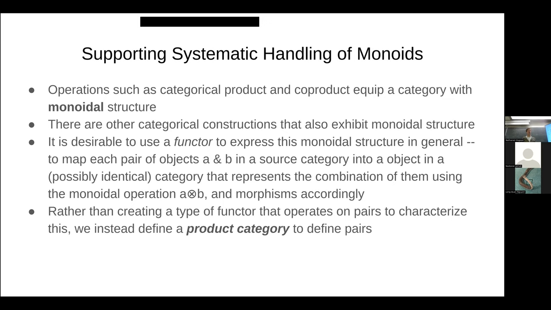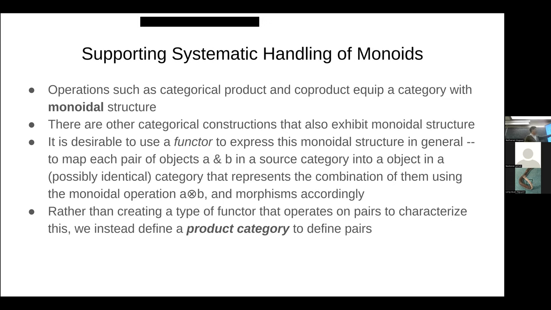You have the ability to combine an object A and object B to get their product. Remember that? Or to get their coproduct. Here, it's desirable to use a functor, I argued last time, to express this monoidal structure in general. We have coproduct and product, and for these cases and for others, it's nice to generalize and have this way of expressing it more generally. So whether we're doing coproduct or product, we can reason about a monoidal structure, okay?